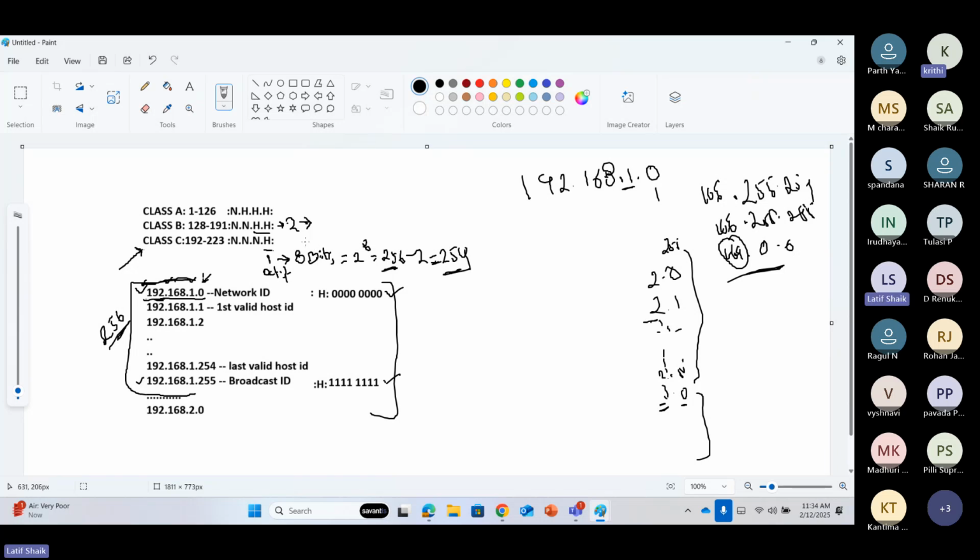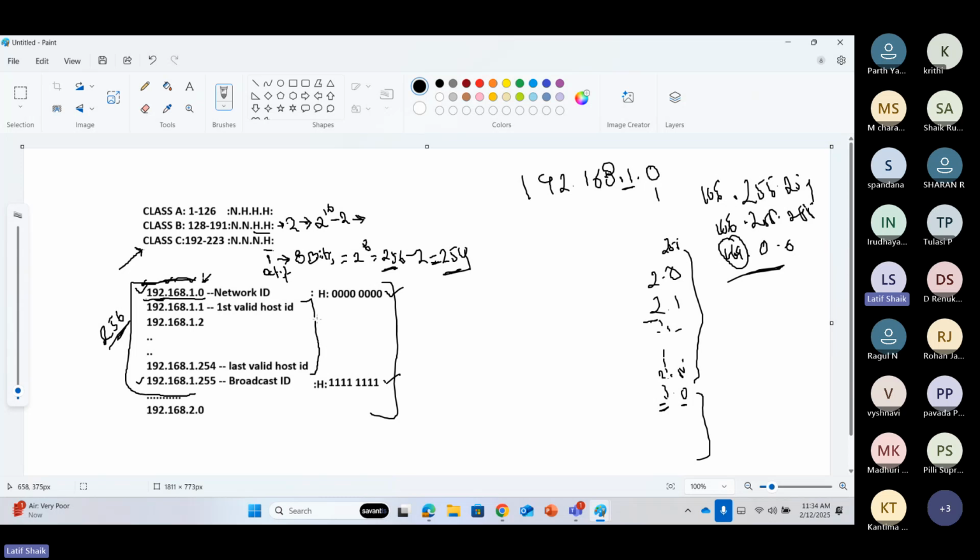2 host portions. 2 means 2 8s, 2 8s means 16. So 2 to the power of 16 minus 2. Now only I am taking minus 2. Why? Because in any IP address, either class B or class C, the very first one is the network address and the very last one is the broadcast. So these two we should subtract. Then only we can get the number of hosts we can connect.